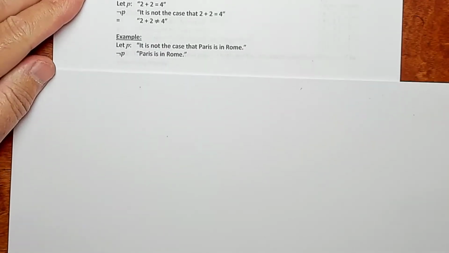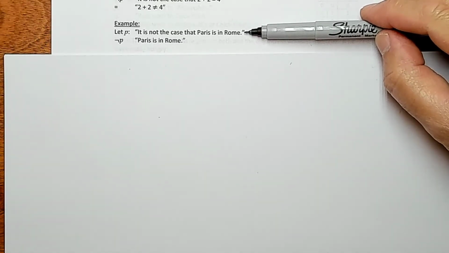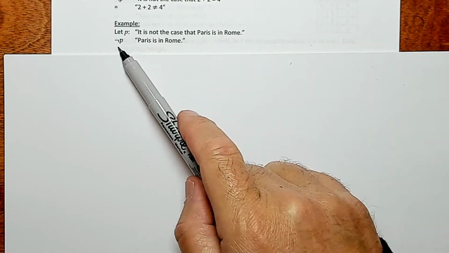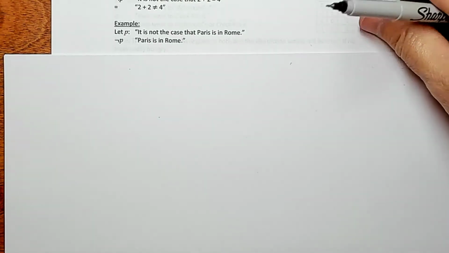Okay, another example here. It is not the case that Paris is in Rome. So P is the proposition: it is not the case that Paris is in Rome. So the negation of P would be Paris is in Rome. We just get rid of the not part. All right, so that's that.